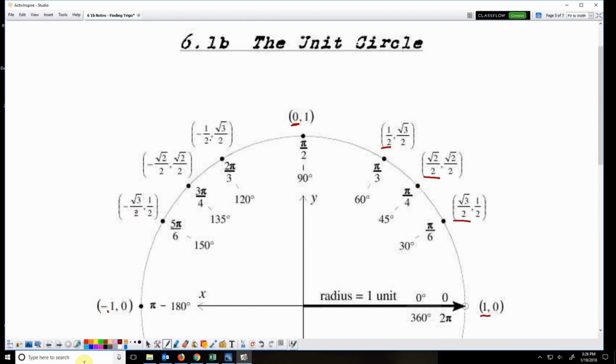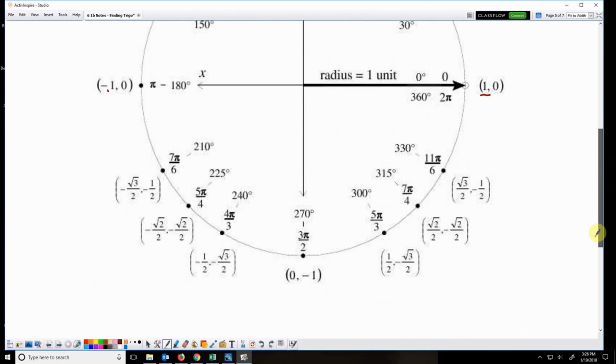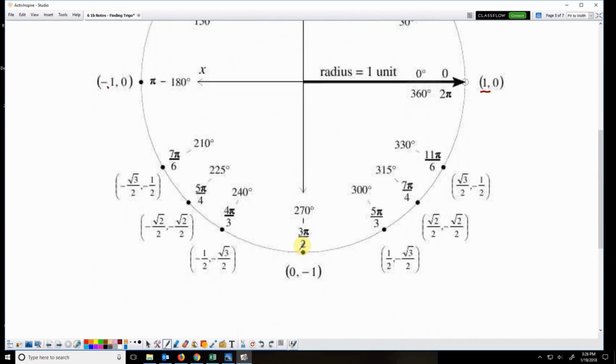The y values do the same thing. By the way, the x values on the bottom are the same as they are on the top. First position, second position, third position, fourth. The y values work the same way.